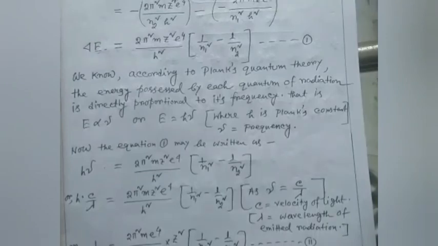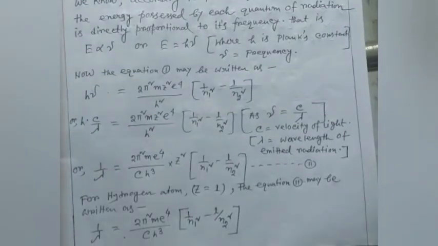Again we know that nu, that is frequency, equals c by lambda, where c equals velocity of light and lambda equals wavelength of the emitted radiation. So we can write 1 by lambda equal to 2 pi square m e to the power 4 by c h cube into z square into 1 by n1 square minus 1 by n2 square. This is equation number 2.